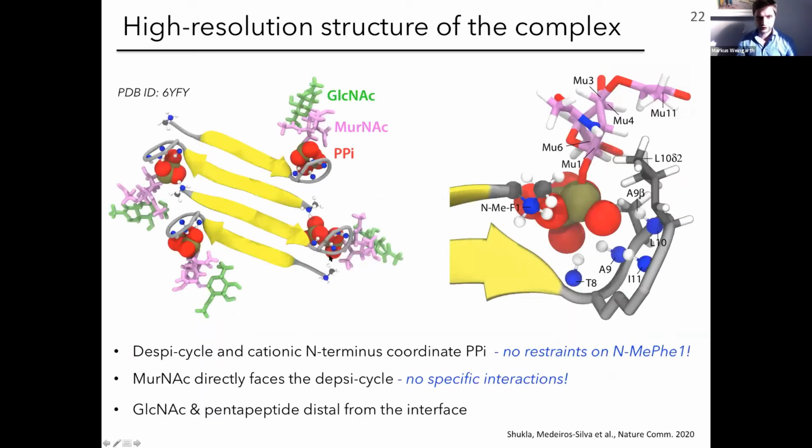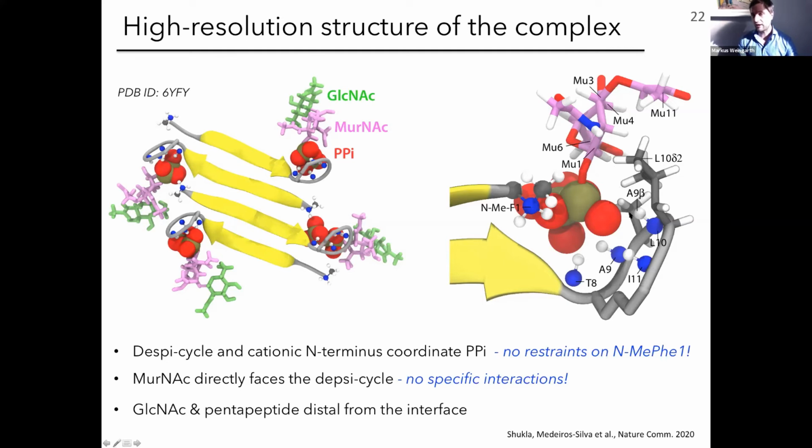This here is the structure of the complex. In yellow, we have the antiparallel teixobactin beta sheet. You see that the Dempsey cycle tightly coordinates a pyrophosphate of lipid 2. The MurNAc sugar is present at the interface, the GlcNAc sugar is distal from the interface, and the pentapeptide adopts random orientations. Very importantly, we did not observe any specific interactions between the sugars and teixobactin.